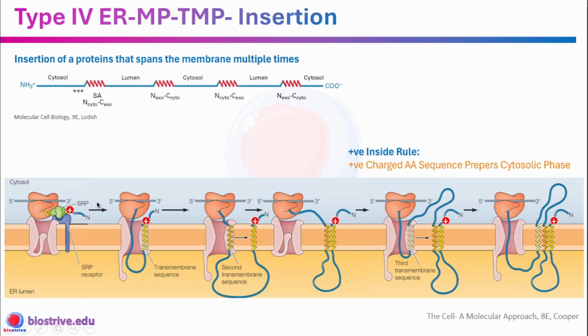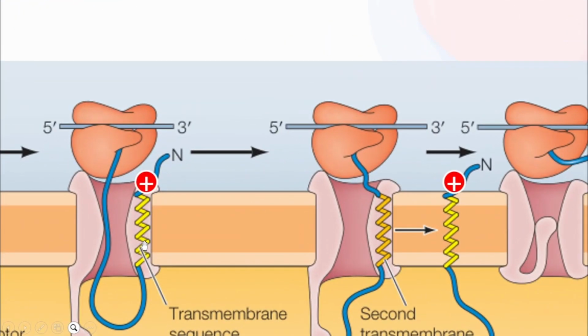Now let's come to type 4 transmembrane protein insertion. Again, the positive inside rule will apply. The positive charge is toward the N terminus, so the final protein's N terminus will be on the cytosolic side. But there are multiple stop signal sequences: one right here, a second here, a third here. When the first stop signal is reached, it cannot move to the lumen. It will be translocated through the lateral gate.